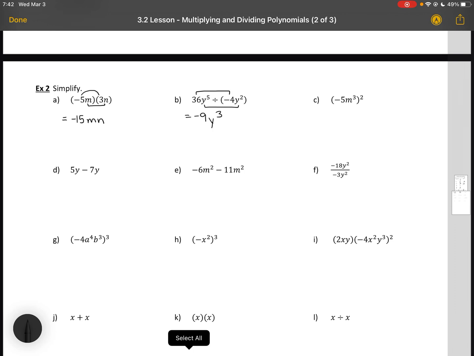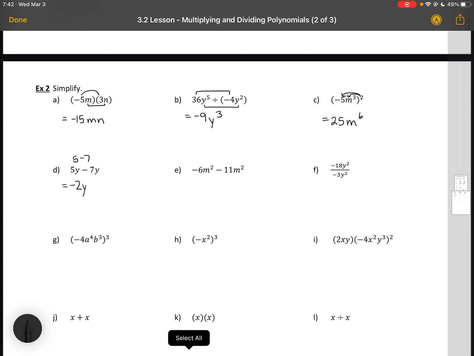My third example, I'm raising a power to an exponent. So the first thing I'm going to do is apply the exponent to the numerical coefficient, and then I'm going to apply the exponent here, and I'm going to multiply those two together. Here, 5y minus 7y. Now I'm subtracting like terms. My variable stays the same, and I'm going to subtract my numerical coefficients. So minus 2y.